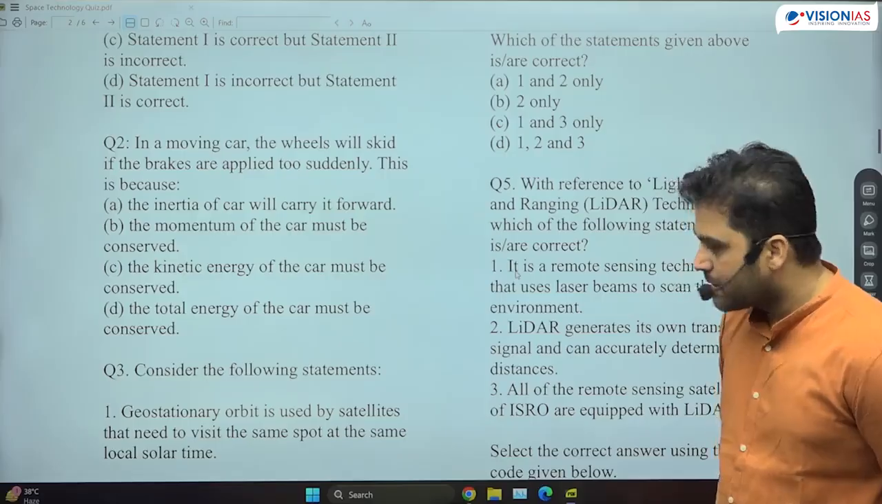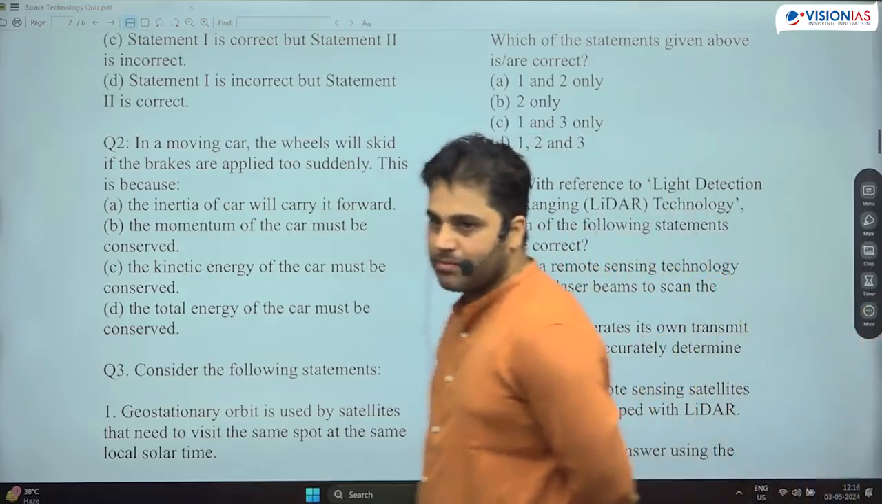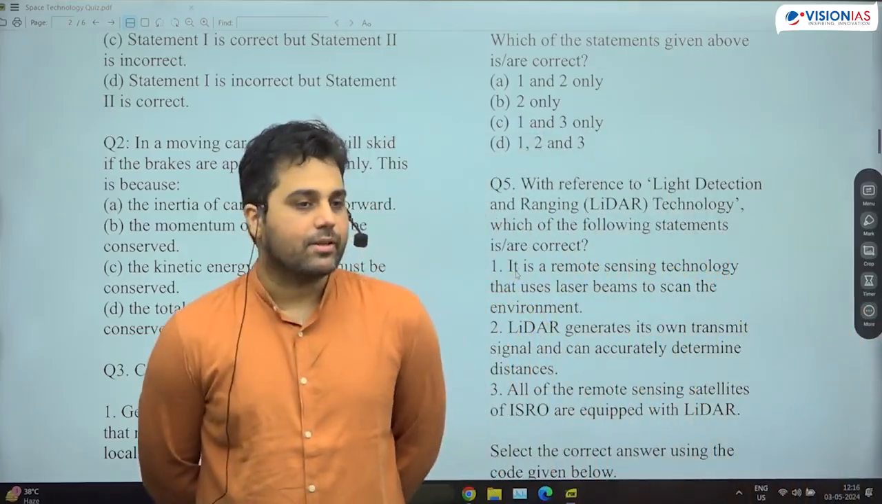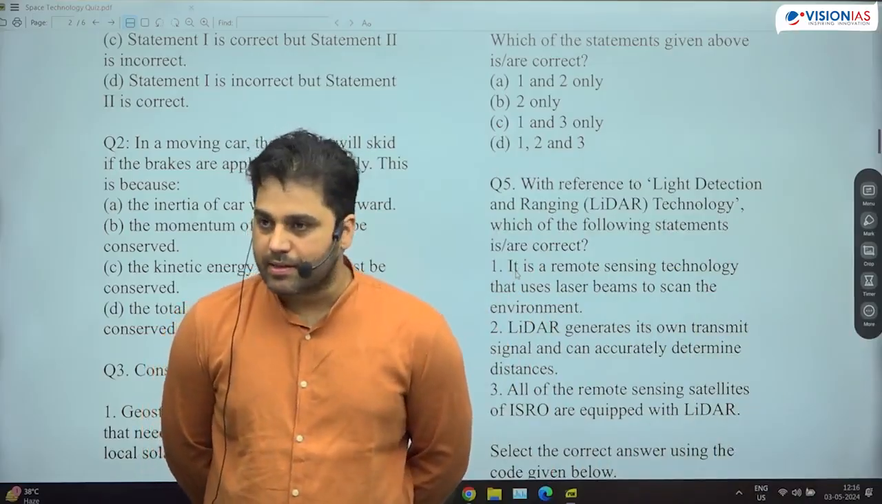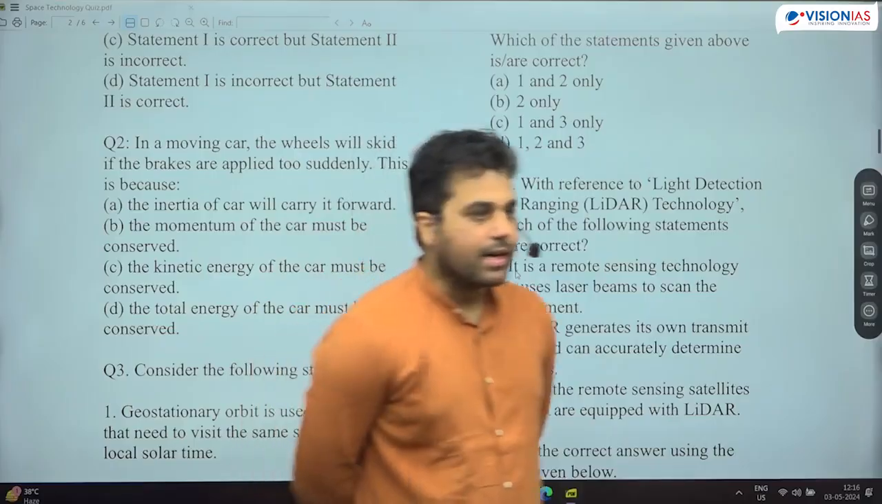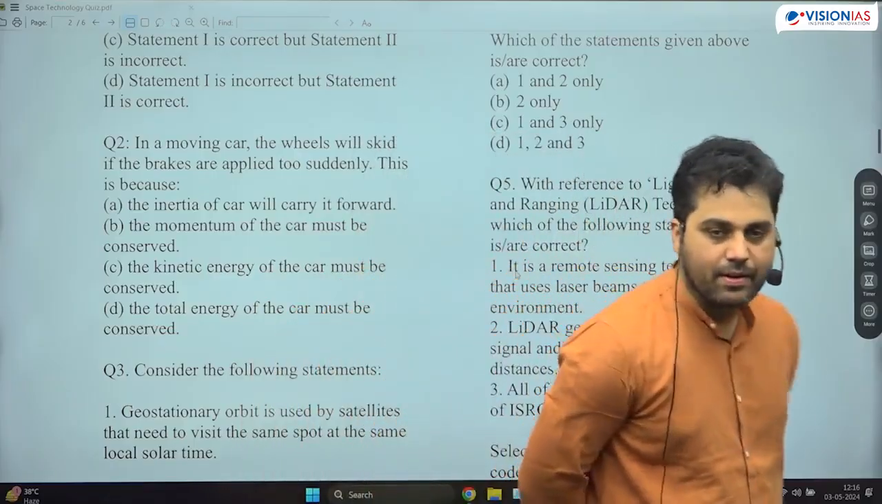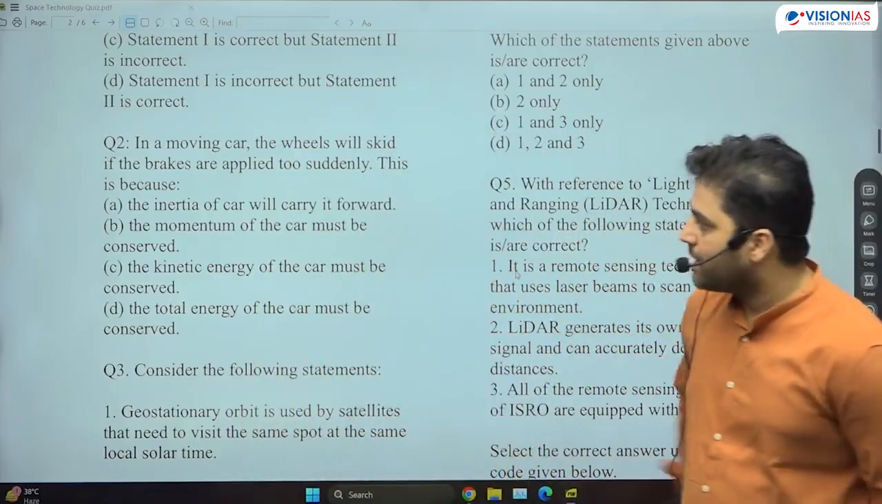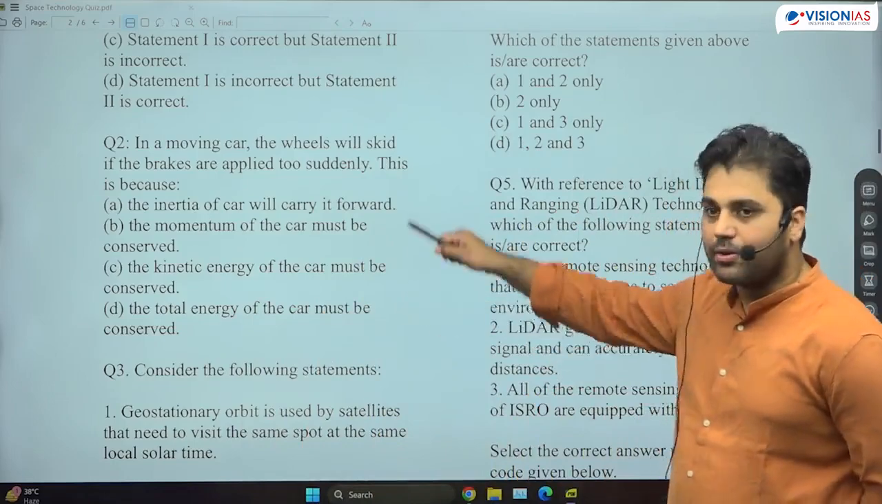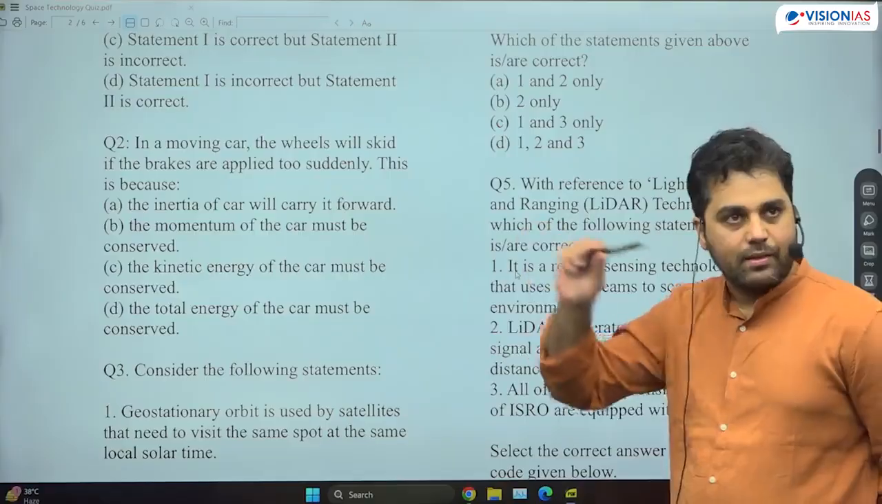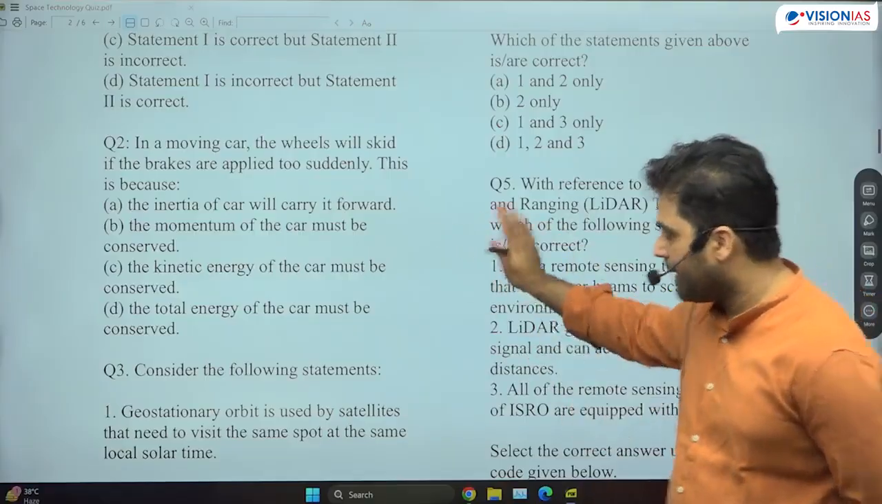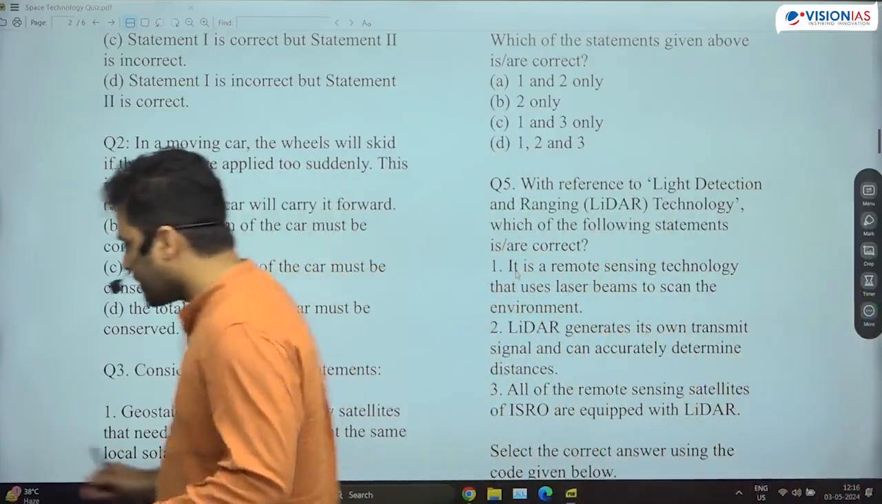The total energy of this entire system will always be conserved, but the car's energy will not be conserved because of friction, that is a dissipative force. Because of friction a lot of heat will be generated on the ground and that energy will be lost. So in any case, B, C and D are not correct at all for car as a system. Correct answer will be A, simple application of Newton's first law of motion.